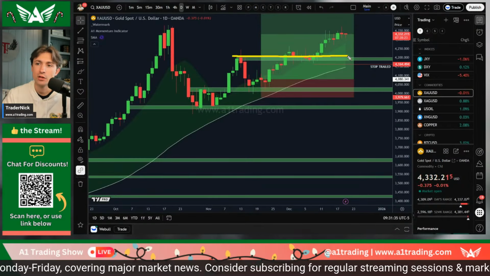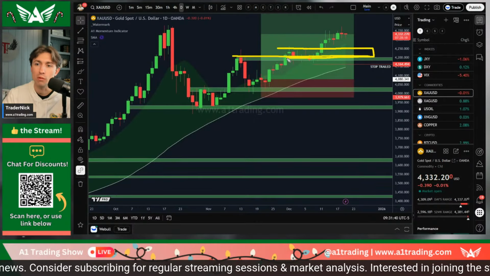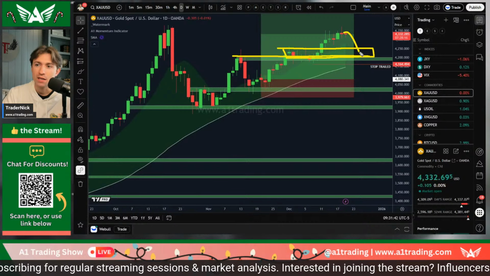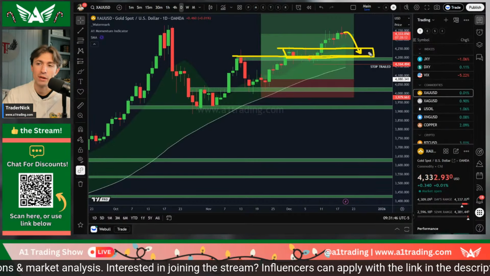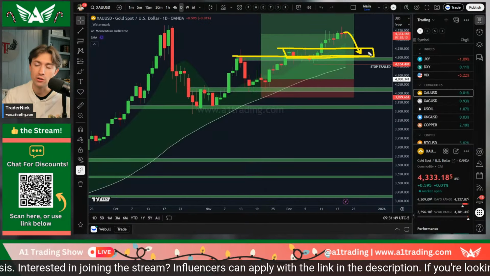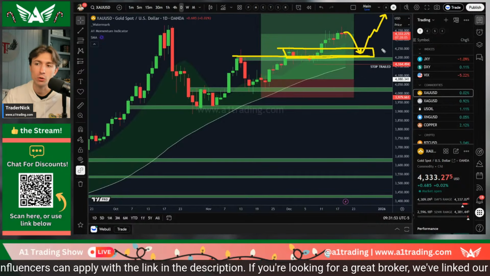I like this area quite a bit. If we were to get some kind of a pullback into this range here, this yellow box, as long as EdgeFinder has a bullish rating there, and we're pulling back into a supportive level that matches my criteria for an entry on a technical basis, I'd probably take a small risk there looking for upside on gold personally.